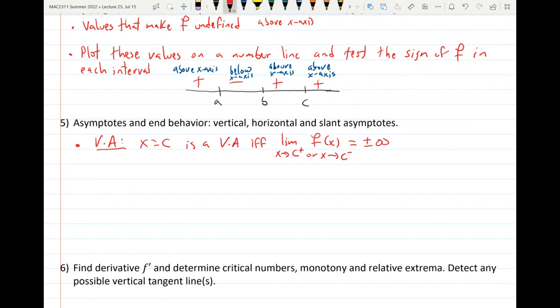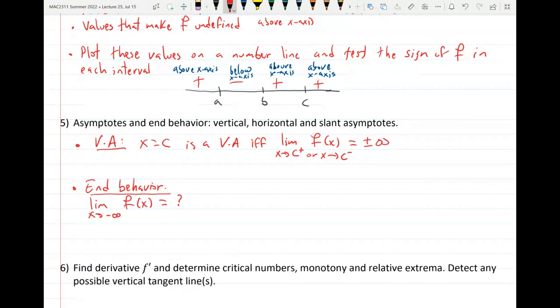Okay, so as for vertical asymptote, and then when it comes to the end behavior, what this really means is you need to compute these two limits. We want to know what happens when x approaches negative infinity. What is the function doing? This will tell you how to begin the graph.